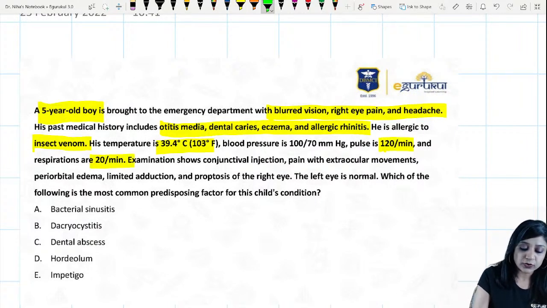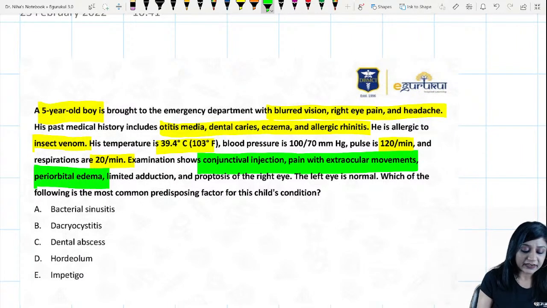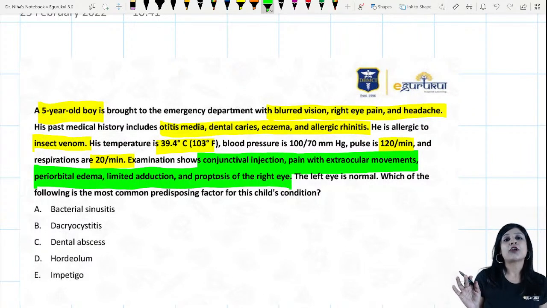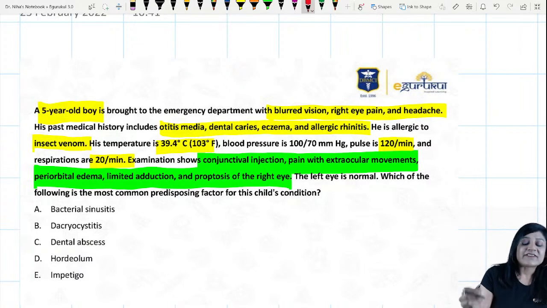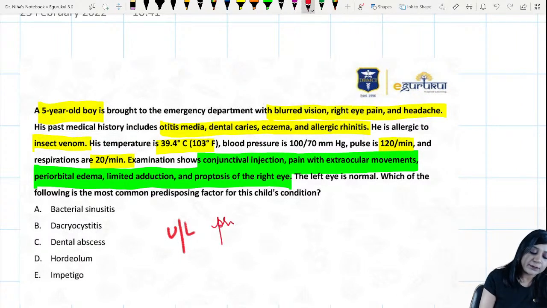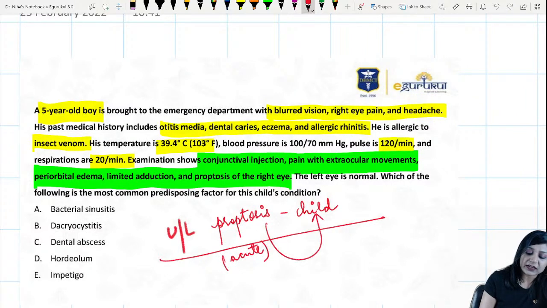Examination shows conjunctival injection, pain with extraocular movements, periorbital edema, limited adduction and proptosis of the right eye, while the left eye is normal. So one thing which is very evident in this question is that this is unilateral proptosis, and that too in a child. This is a case of unilateral, acute proptosis in a child.